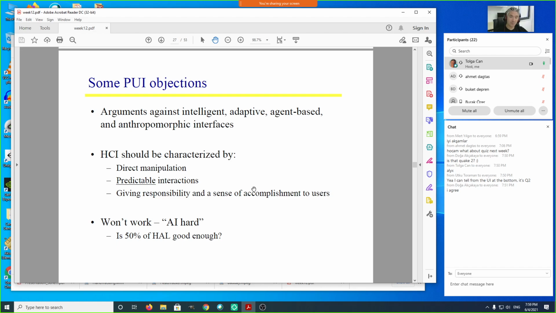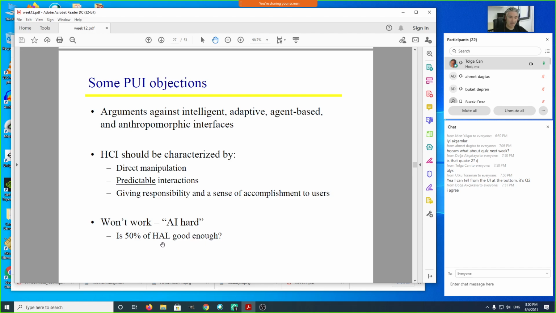We cannot tell that these arguments will be correct in every situation, but they may still make sense. So the objections against perceptual user interfaces, I think, also have some grounds of truth. Another objection is that it will never work because artificial intelligence is hard. But I think with deep learning and neural networks highly developed these days, AI is not that hard anymore. In some tasks, they actually surpass human capacity.